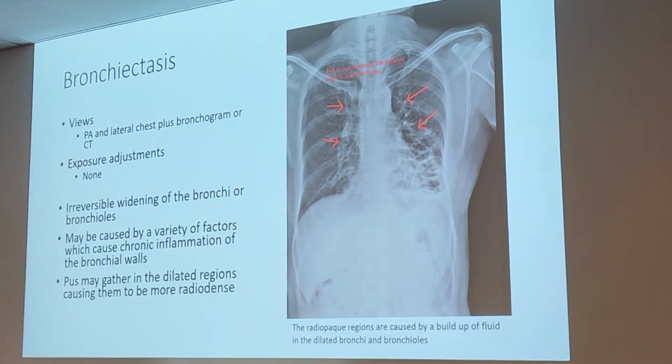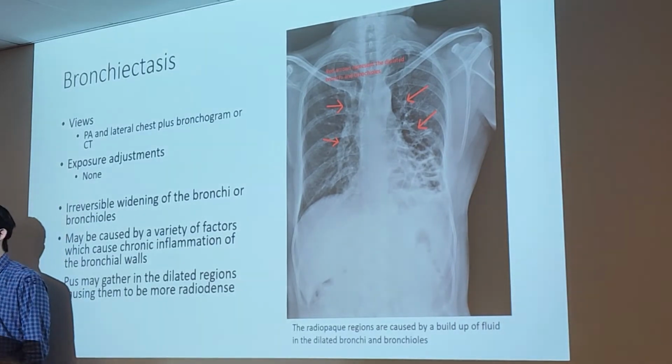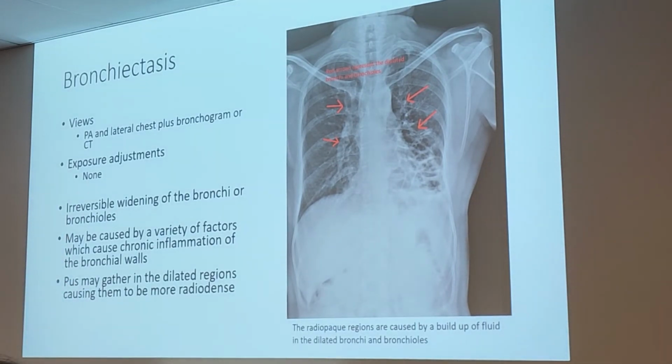For example, I could ask you which of these views would be best suited for aspiration. Would you do an AP soft tissue neck, lateral soft tissue neck, AP abdomen, or decubitus abdomen? And which one would be best? Lateral soft tissue neck would be best for aspiration. So yes, I can ask questions like that.